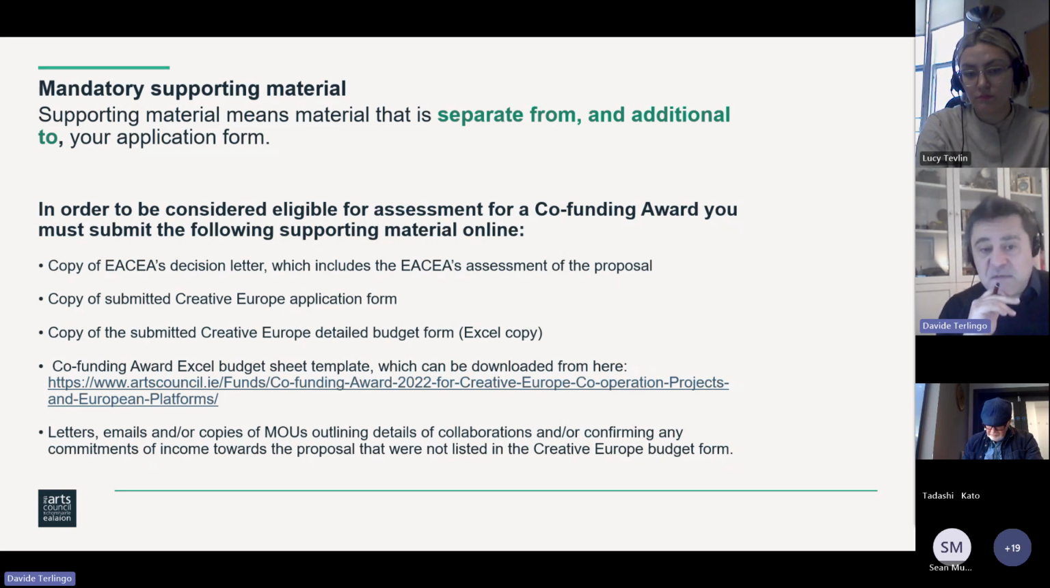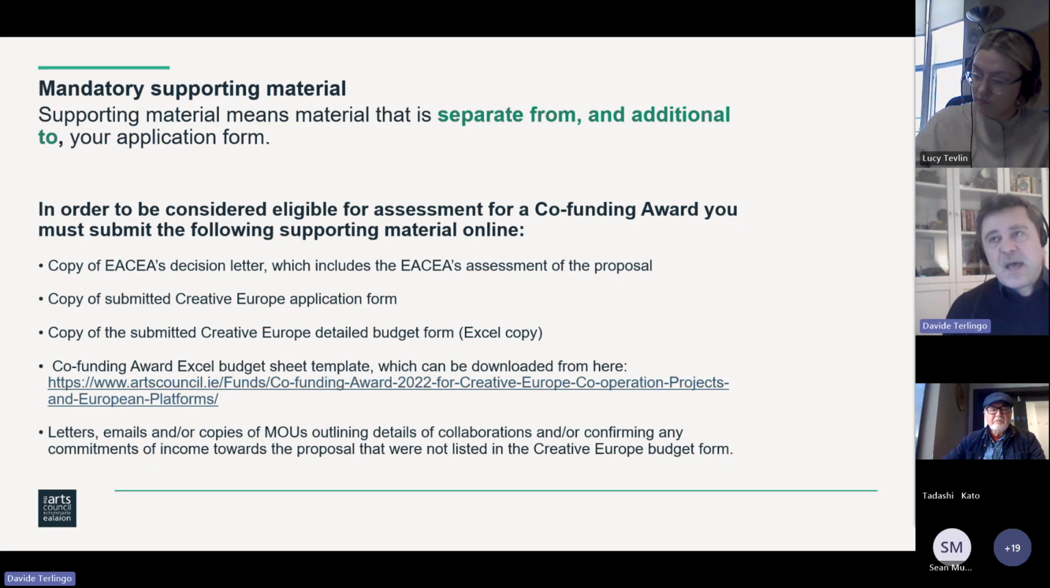And of course, if in your application you intend to involve other partners, new partners that were not listed in the original application, then please include evidence of this. If there are additional resources, include some evidence, either in the form of letters, emails, or a memorandum of understanding with these additional partners and resources.